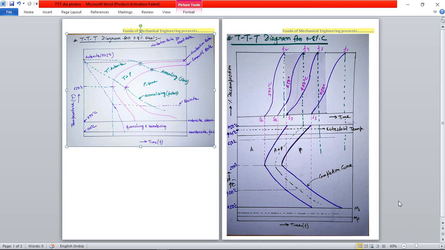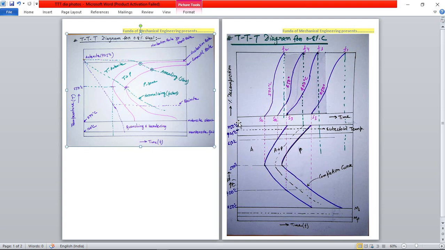Now the plotting of such curves based on cooling to various temperatures like 650, 500, 400, and 250 degrees centigrade enables an isothermal austenite transformation, that is the TTT diagram, time temperature transformation diagram, and following this the TTT diagram is constructed. How is the TTT diagram constructed?